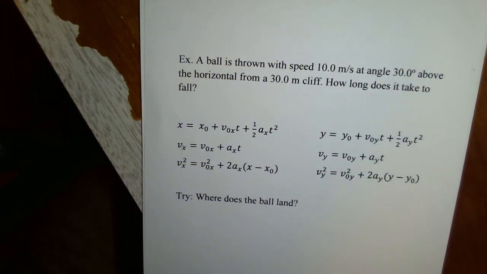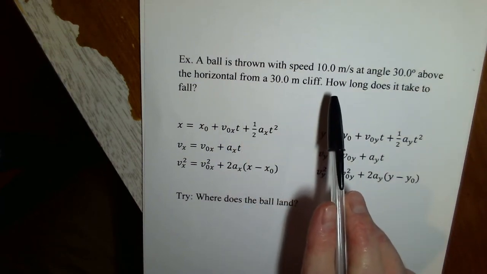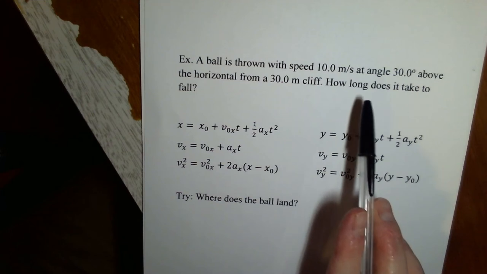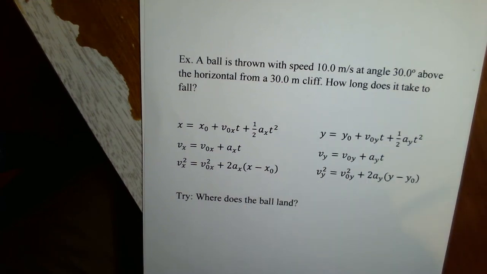So I've switched to pen and paper. The example I'm going to work is of a ball thrown with speed 10 meters per second at angle 30 degrees above the horizontal from a 30-meter cliff. The question is, how long does it take to fall? So how long means I'm looking for a time, right?